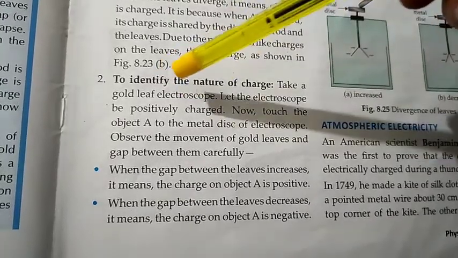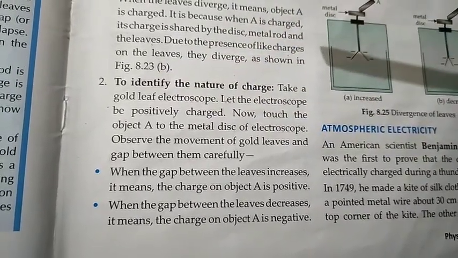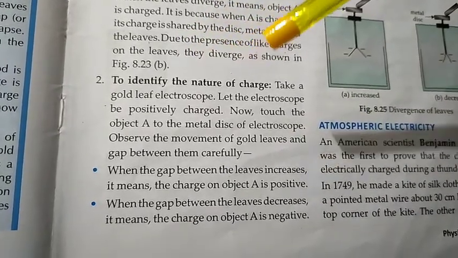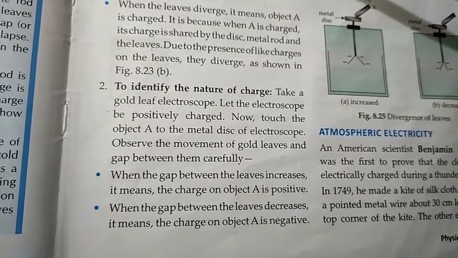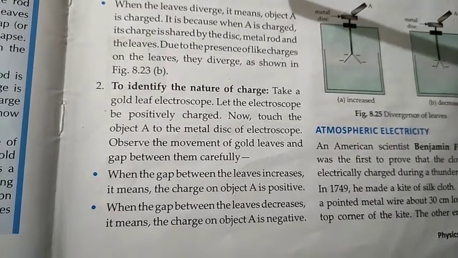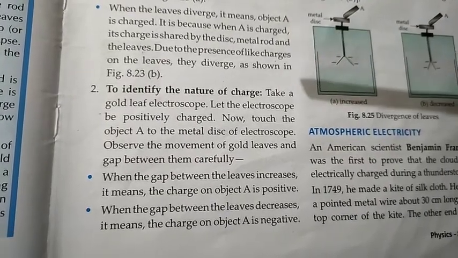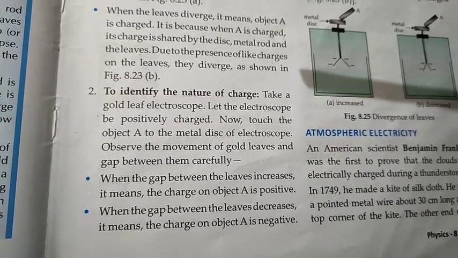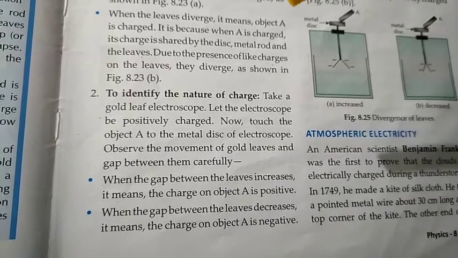Now next is to identify the nature of charge. When the object is charged, which type of charge is there, positive or negative? So take a gold leaf electroscope and let it be positively charged. Now touch object A to the metal disc of the electroscope. Now we have to observe the movement of the gold leaves and the gap between them very carefully.